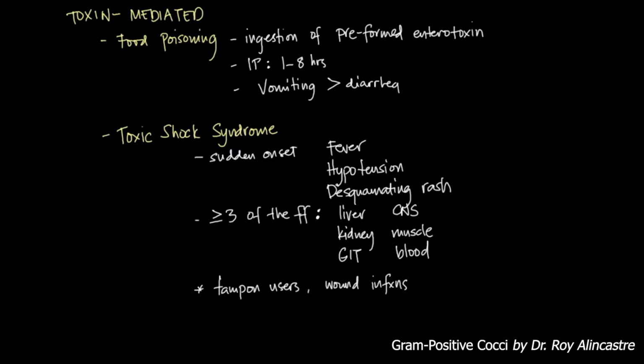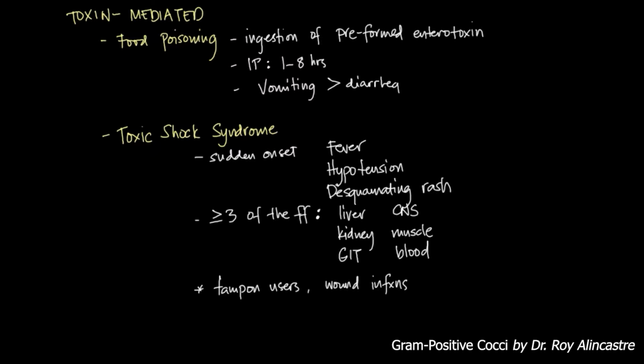Now, why tampons? Around 15% of women have Staph aureus in their vaginal flora. And during menstruation, the relatively high protein level and pH in the vagina favor the acceleration of growth of these staphylococci, and of course, also the production of TSST-1. The toxin can then be absorbed by the vagina and circulate to produce massive superantigen-mediated cytokine release and shock.